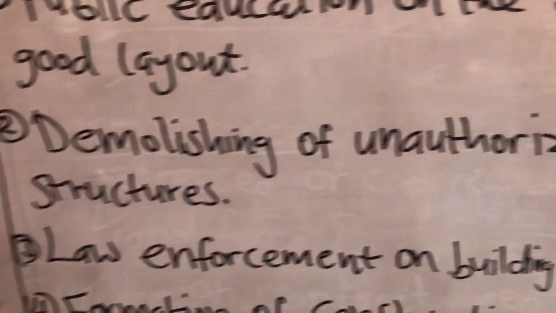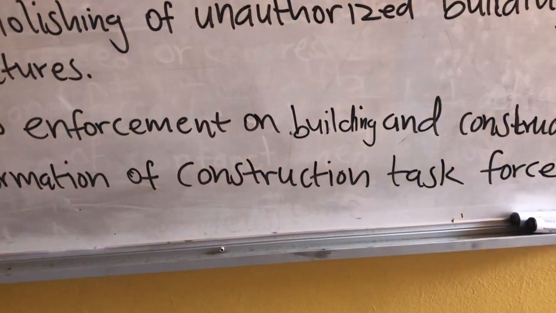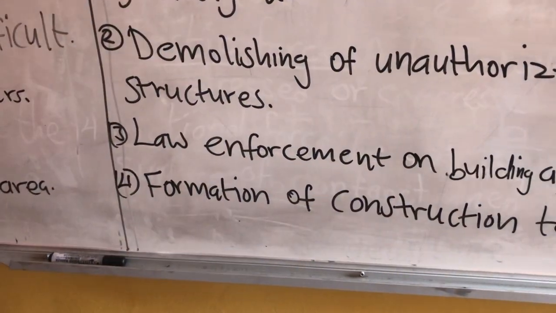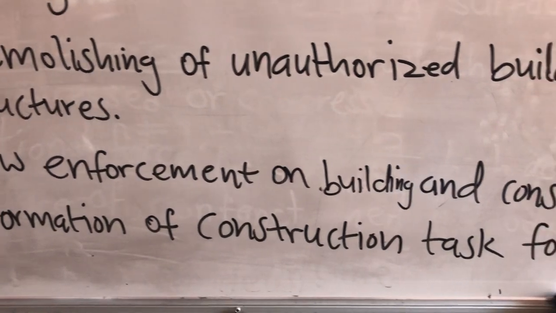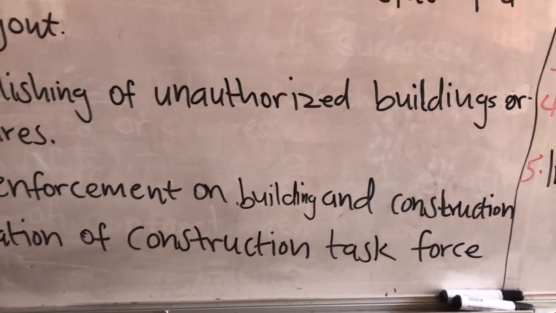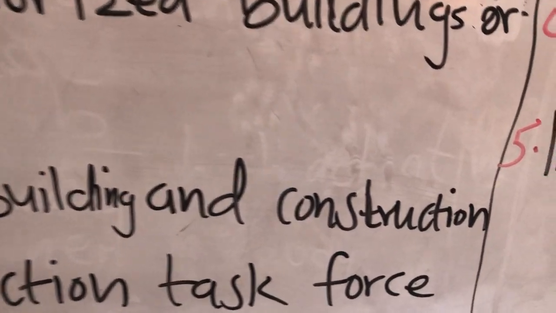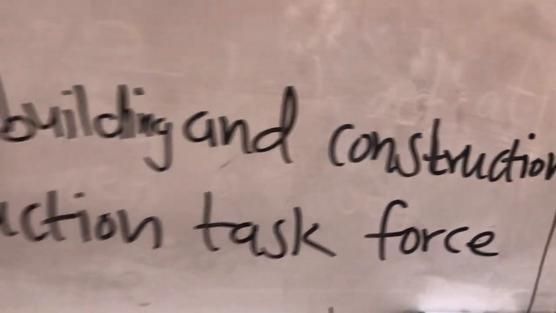The next one is law enforcement on building and construction. Anyone who wants to put up a building or any structure must go to the appropriate authority for a building permit before you start the construction, so that the authority can monitor and make sure you are doing the right thing. The fourth one is formation of construction task force.